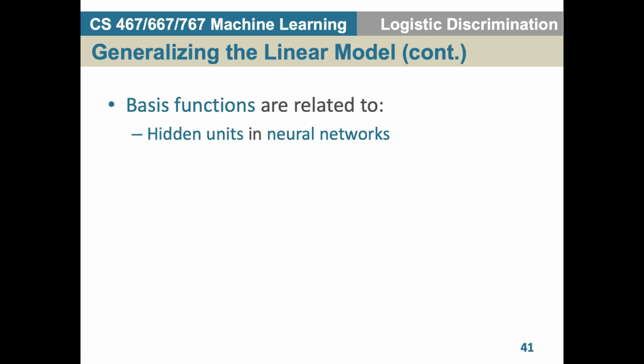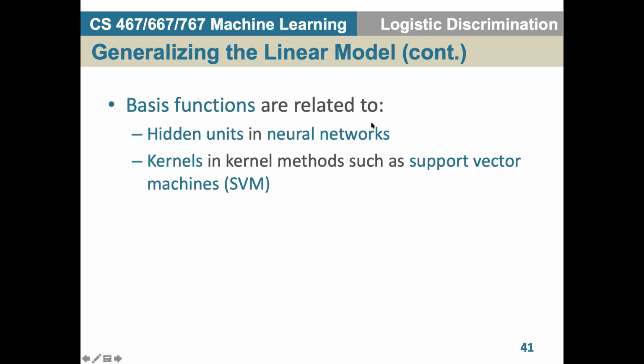The basis function is also relevant to the hidden units in a neural network. The signal changes to a middle-layer signal that may be totally different from your input, maybe high-level features. This hidden unit is like doing a basis function transformation of the original features. It is also relevant to kernels in the support vector machine. We have 2 kernels, which we will see in later lectures. One is the kernel density estimation.